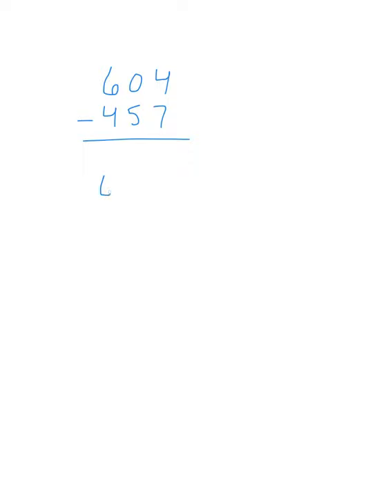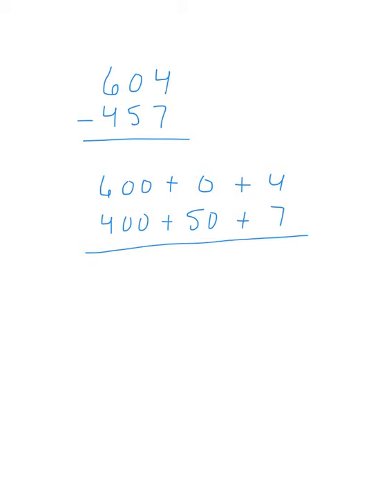Well, again, let's think about this. So you have 600, you have 0 tens, you have 4 ones. So now we have 400, 50, and 7. What's unique is, let's think about this for a second. Can I give somebody 7 if I only have 4? No. I don't have 10 to borrow from, so I have 100 to borrow from.